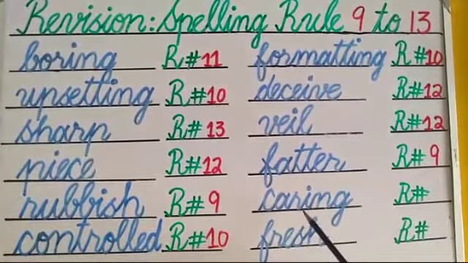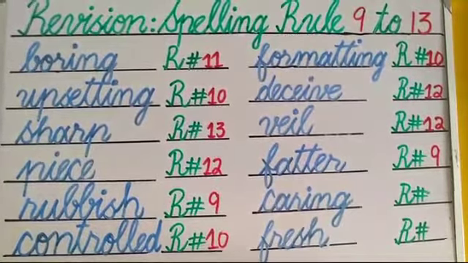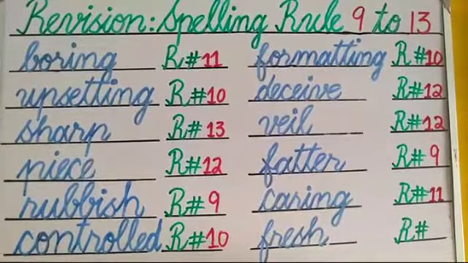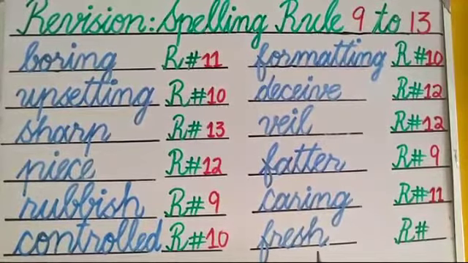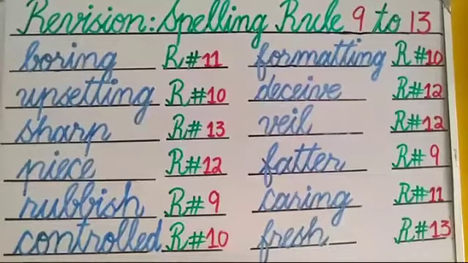Okay, next one is caring. Yes, it's also really easy. Spelling rule 11, where we have to drop the final magic e before adding an ending that starts with a vowel sound. Okay, now look at the last one, it's also really easy. Fresh. Yes, and it's really clear when we pronounce the word, so it will be easy for us to guess. It's spelling rule 13.